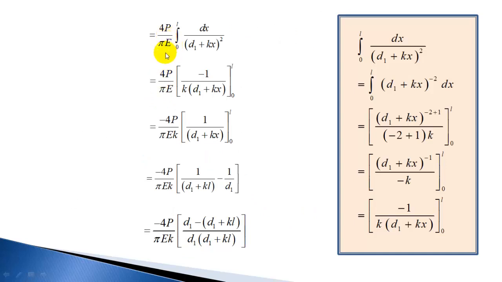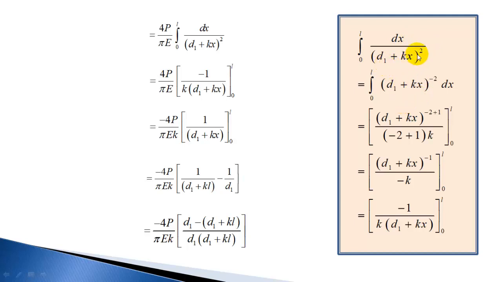So 4P by pi E into the integral from 0 to L of dx by (d1 plus kx) square. So this is the required integral. Now 4P by pi E, you need to integrate it. The integration I have shown separately here: the integration of dx by (d1 plus kx) square.